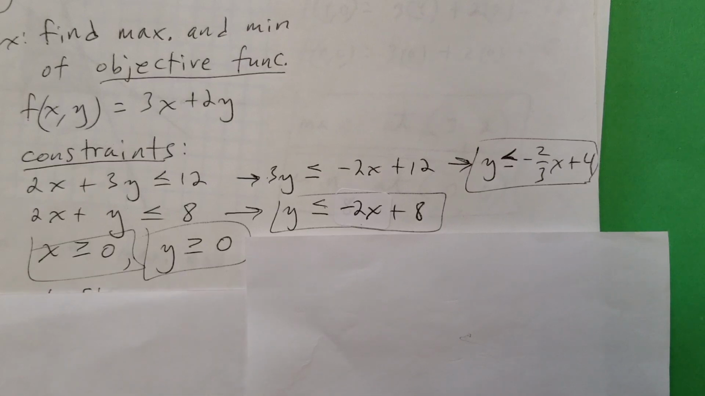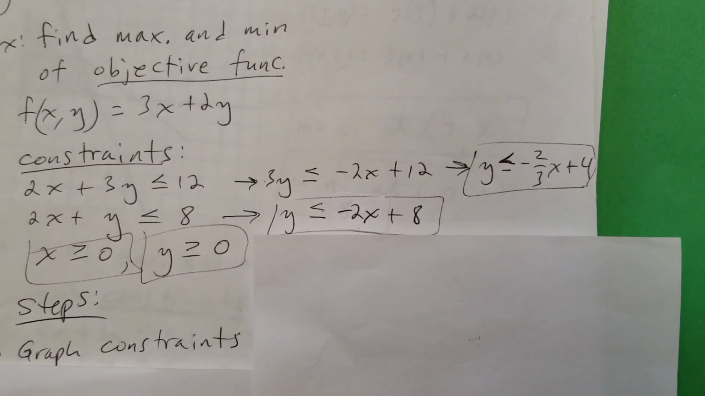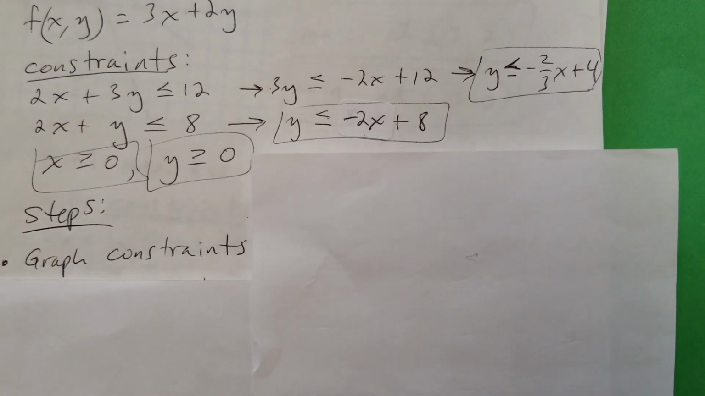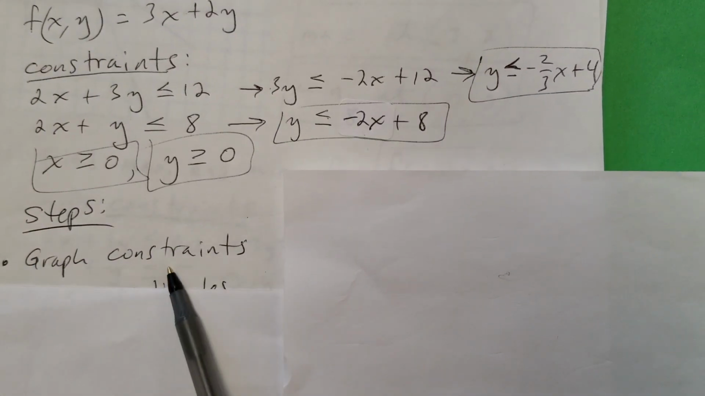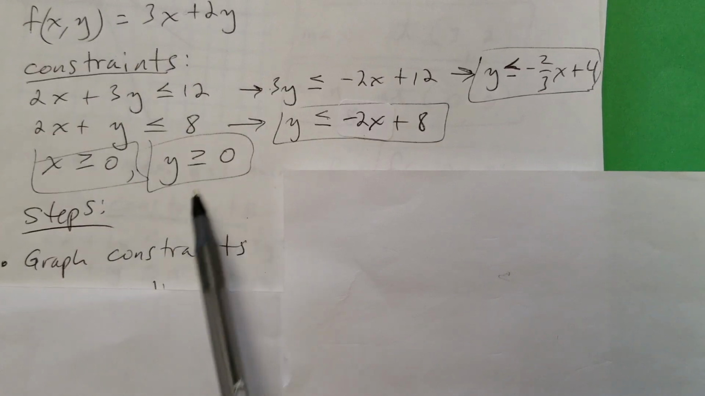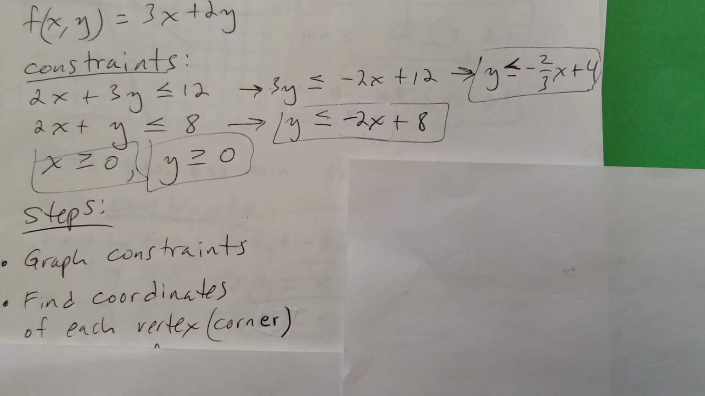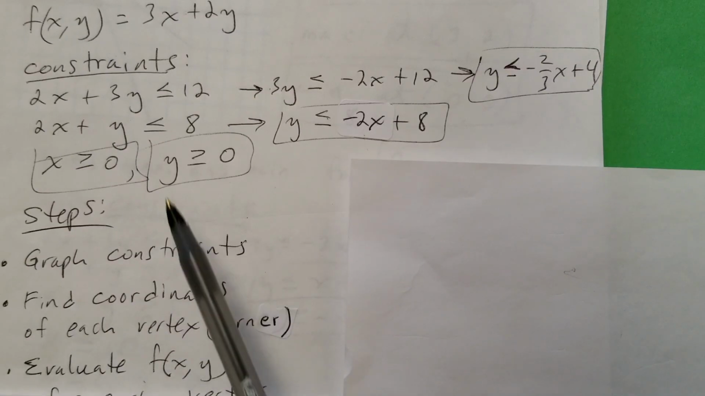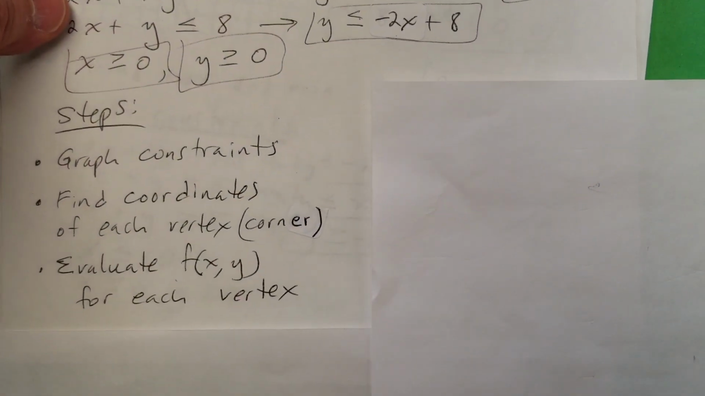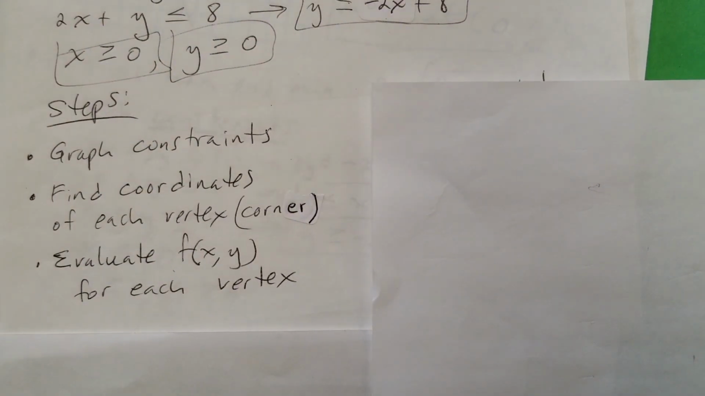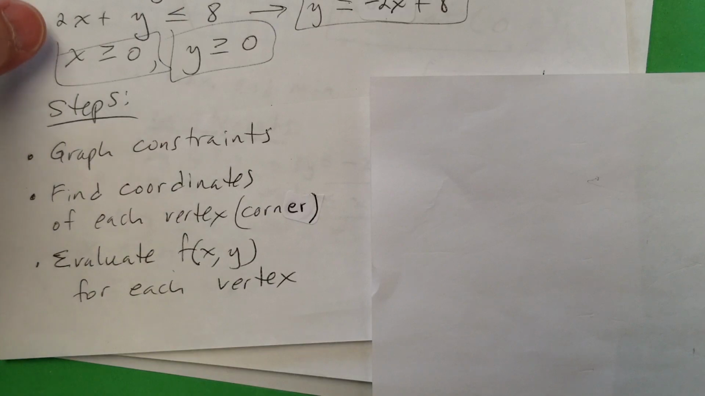The first thing we're going to do in the steps is to graph the constraints. In fact, let me write down all the steps first. So we're going to graph the constraints. That's these 4 equations. Find the coordinates of each vertex. A vertex is a corner. So figure out what the point is at each corner. And then evaluate the original function at each vertex. Sounds a little confusing, but once you see this in action, it's something that you've done before. You have graphed lines before, so let's do that again.